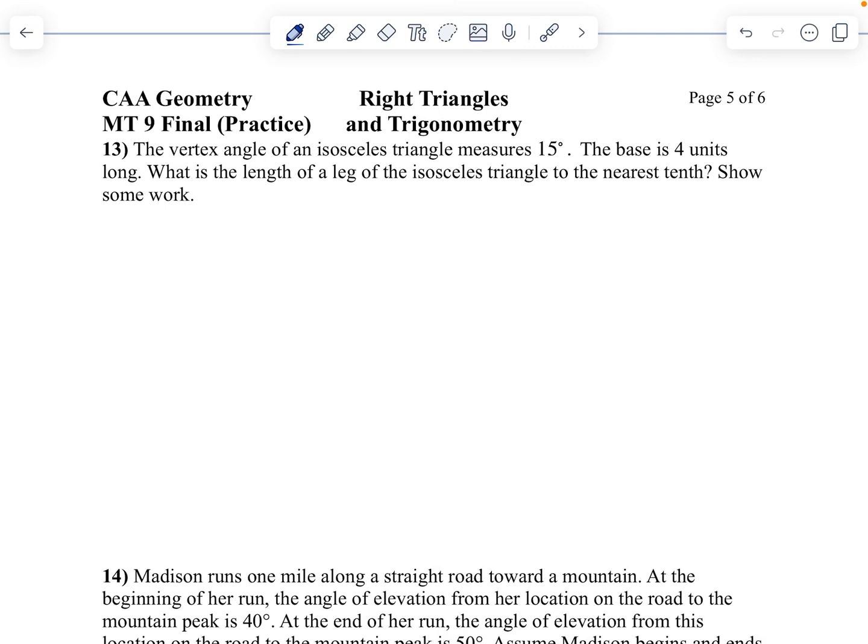On question 13, we have the vertex of an isosceles triangle measures 15 degrees. So let's draw that out. And the base is 4. I want to know the length of the leg. So what we'll do is we'll make a right triangle, because you can't use your trig ratios without a right triangle. And that cuts it in half because it's isosceles, so I know this is 2.